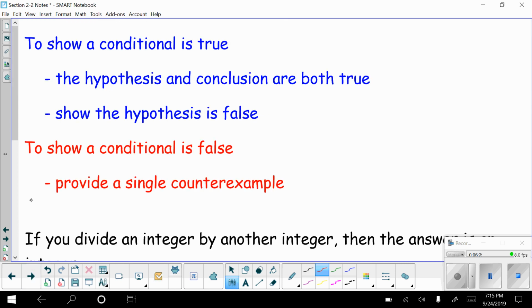So again, to show a conditional is true, the hypothesis and conclusion are both true, or the hypothesis is false. To show a conditional is false, provide a single counterexample.